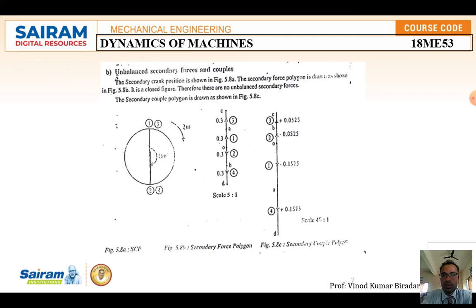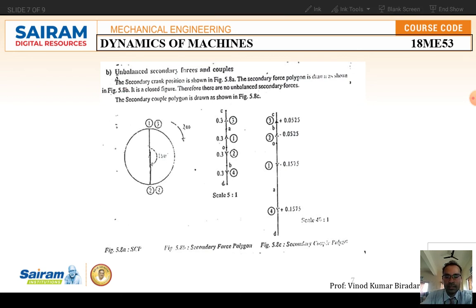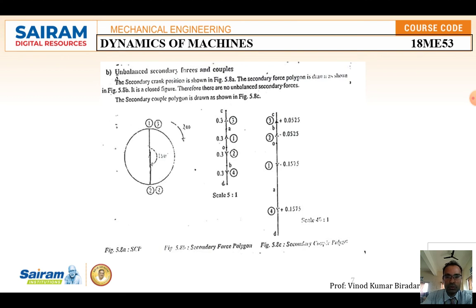The unbalanced secondary forces and couple are calculated the same way. Here you have to multiply by 2, because theta is given as 90 degrees and the formula uses 2 theta. So theta of 90 means 180 degrees. 1 to 2 is 180 degrees, and 3 to 4 is also 180 degrees. So again you are going to get a closed polygon. The angle of rotation is 2 into theta, we already derived that equation. That is about figure A.